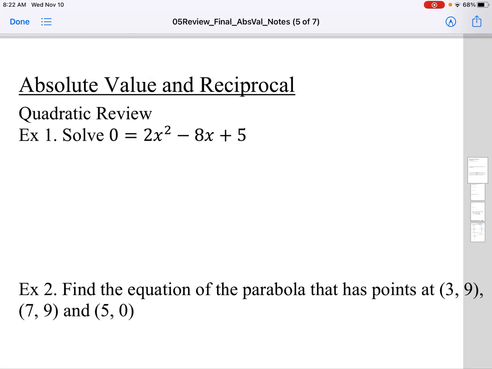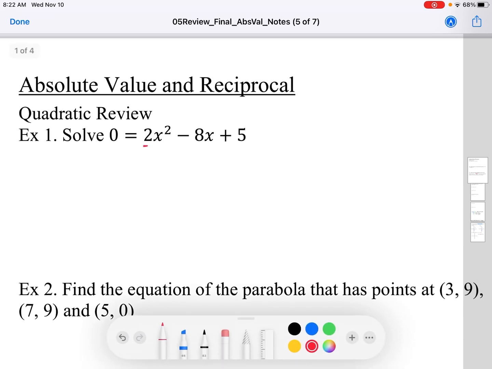To start this review, we're going to look at solving quadratic equations and some parabolas. So the first question asks us to solve. It is a quadratic with a leading coefficient of 2, and it's equal to 0. So I'm going to see if I can factor this first.